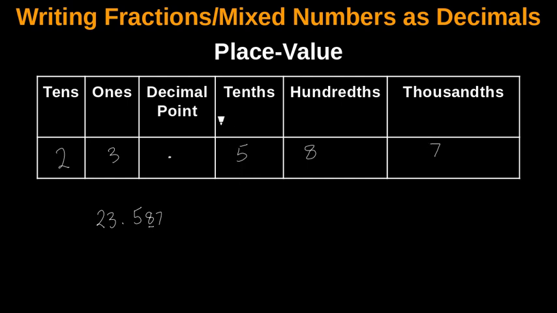So this is the place value for decimals. The first digit after the decimal point is the tenths place. The second digit after the decimal point belongs to the hundredths place, and the third digit after the decimal point belongs to the thousandths place.